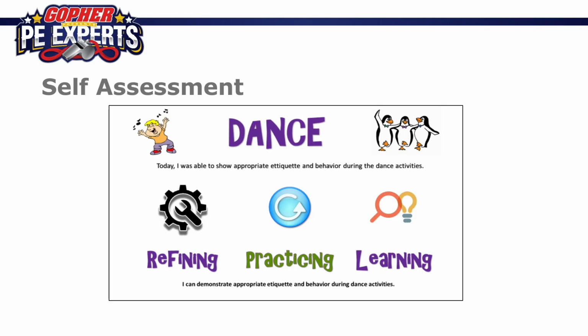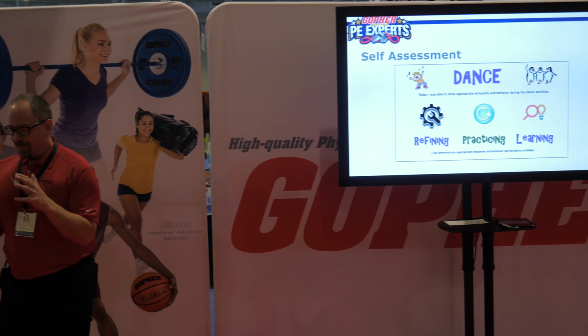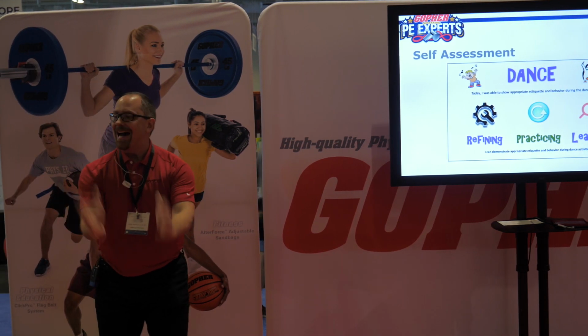This is another one that Bob and I worked back and forth and talked a lot about. This is a self-assessment, and what we want to show here is they assess themselves. You can't read this, but it says, I was able to show appropriate etiquette and behavior during the dance activities, okay? So basically I wasn't a jerk. But you want them to be able to determine whether they're refining that, are they practicing that, or are they just learning?